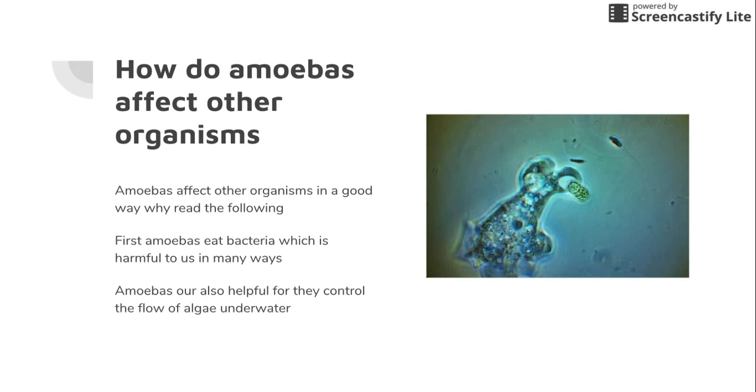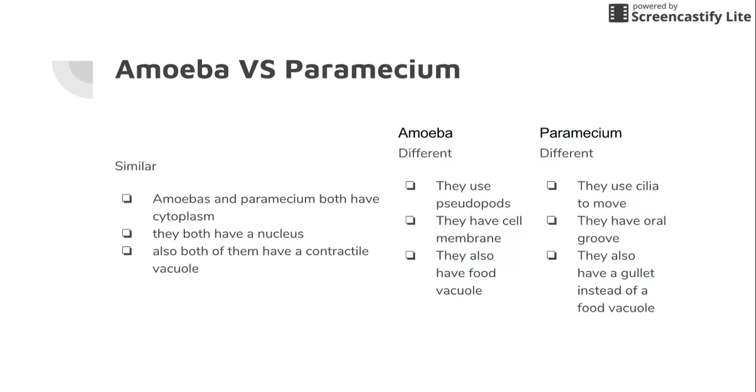How do amoebas affect other organisms? Amoebas affect other organisms in a good way. First, amoebas eat bacteria, which is harmful to us in many ways. Amoebas are also helpful, for they control the flow of algae underwater.